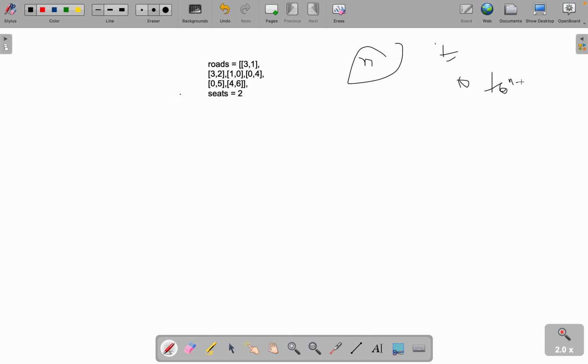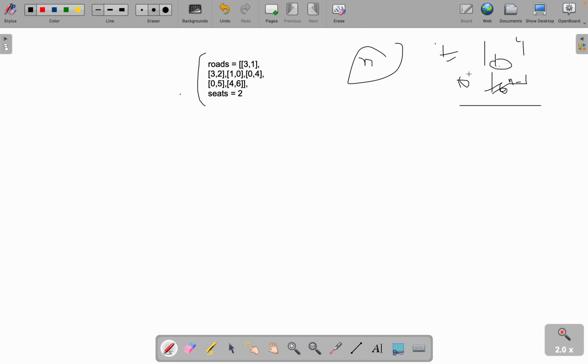The constraints are about 10 to the power 4. That means there are 10 to the power 4 nodes at most. And what we are given is that there are edges, the bidirectional edges between the nodes of the tree.